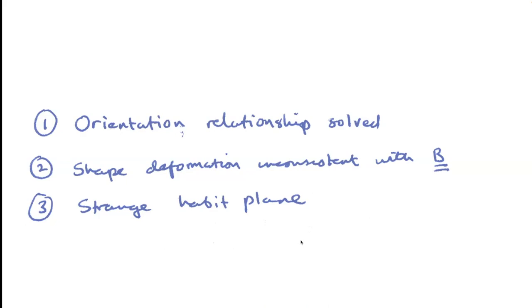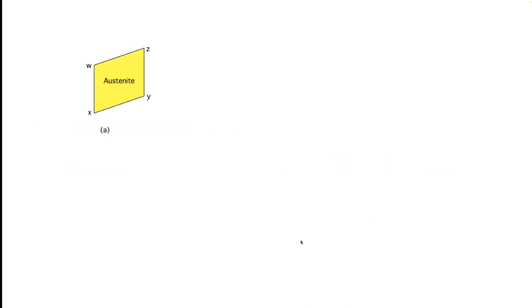Although when you look at their papers at first, they look like different theories. Jack Christian from Oxford showed that they're exactly the same theory. Okay, so imagine that we have a single crystal of austenite here.